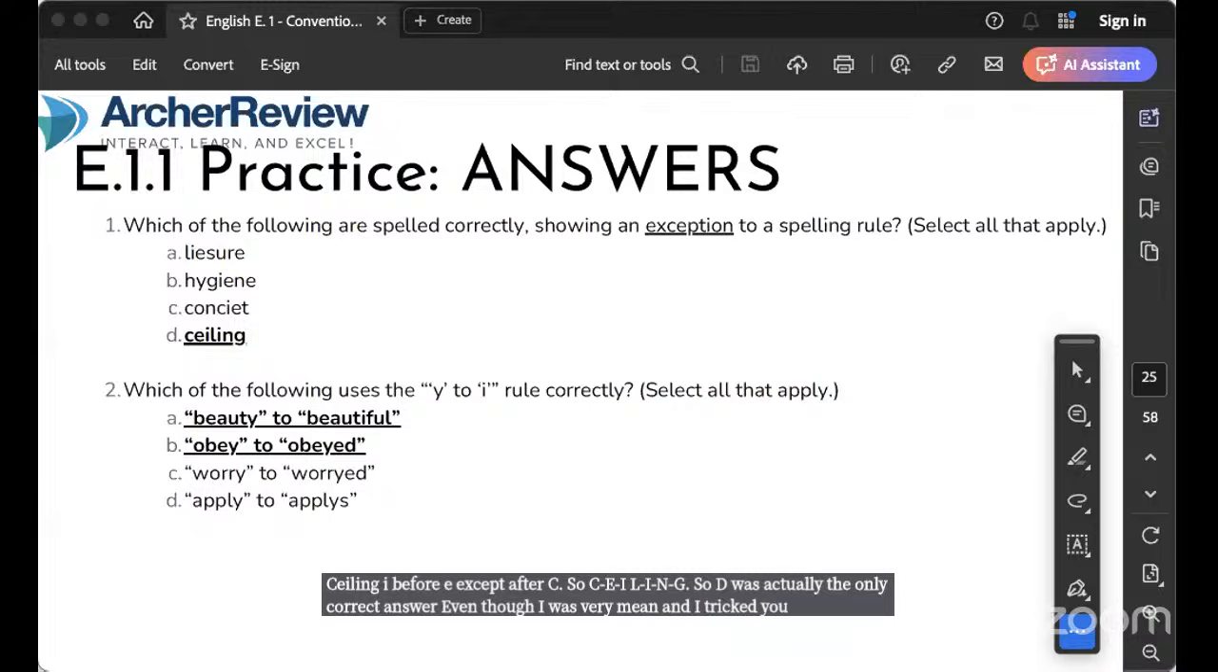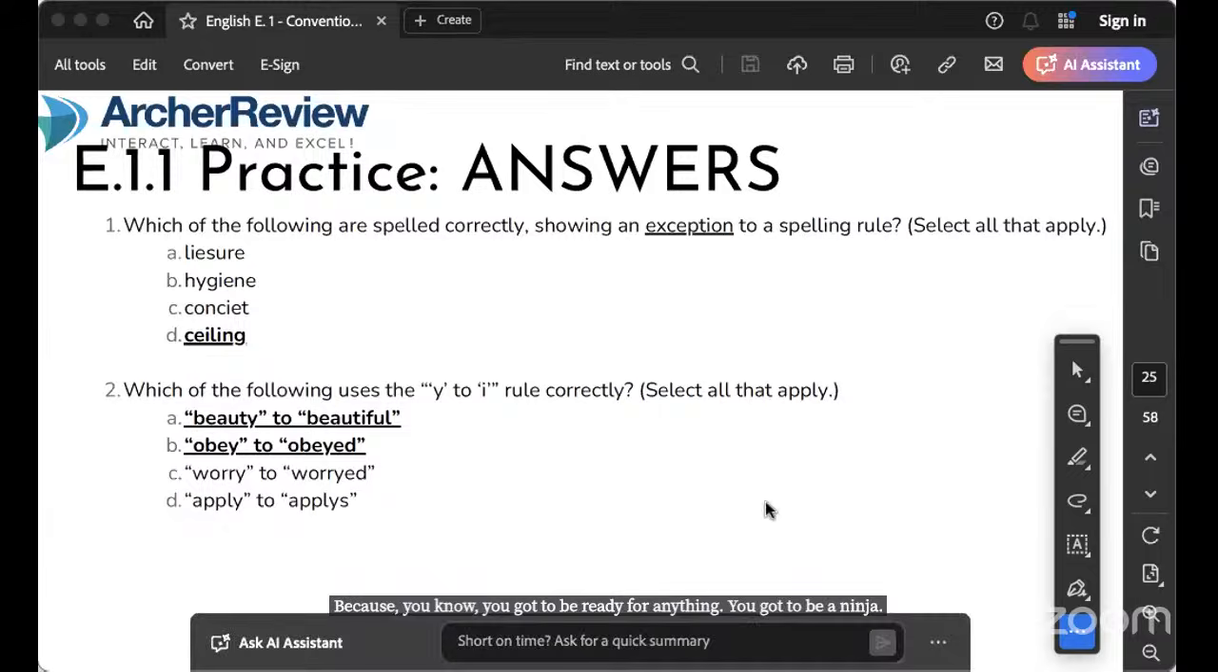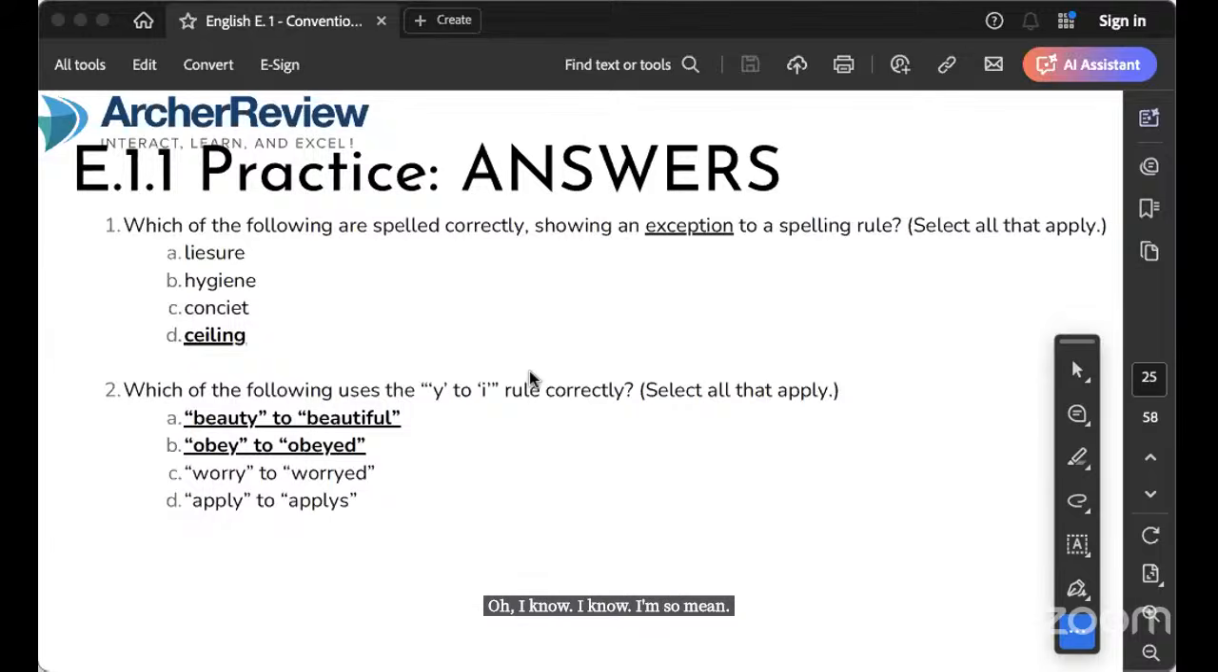Even though I was very mean and I tricked you and I said select all that apply. Because you got to be ready for anything. You got to be a ninja. Oh, I know. I know. I'm so mean. But I'm going to get you ready for that test. That's what I'm going to do.